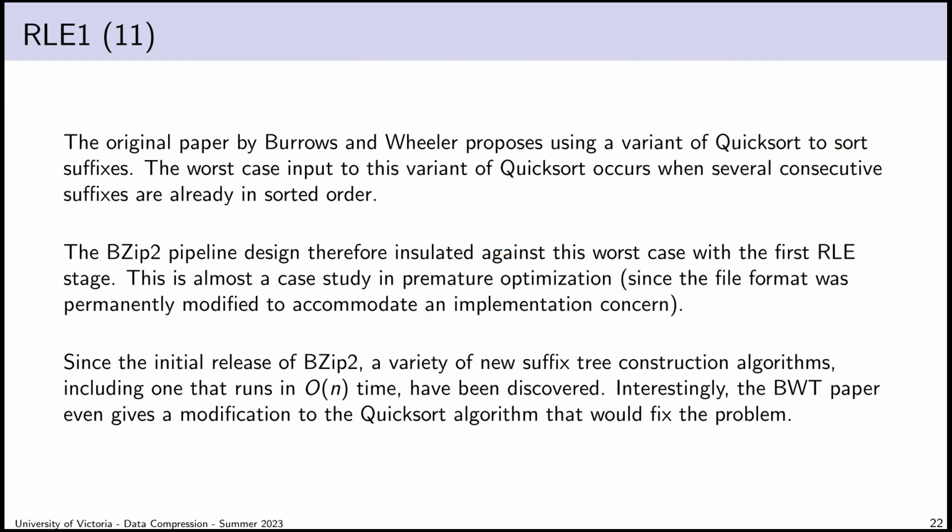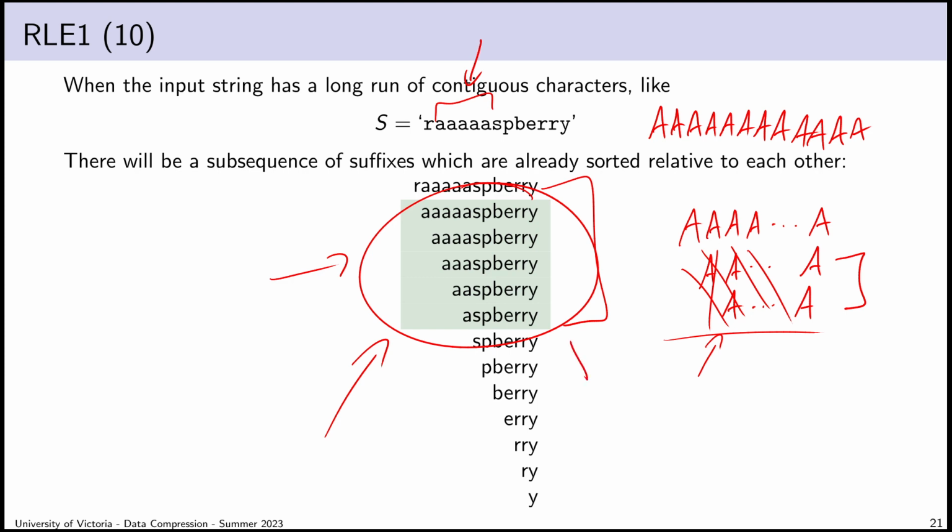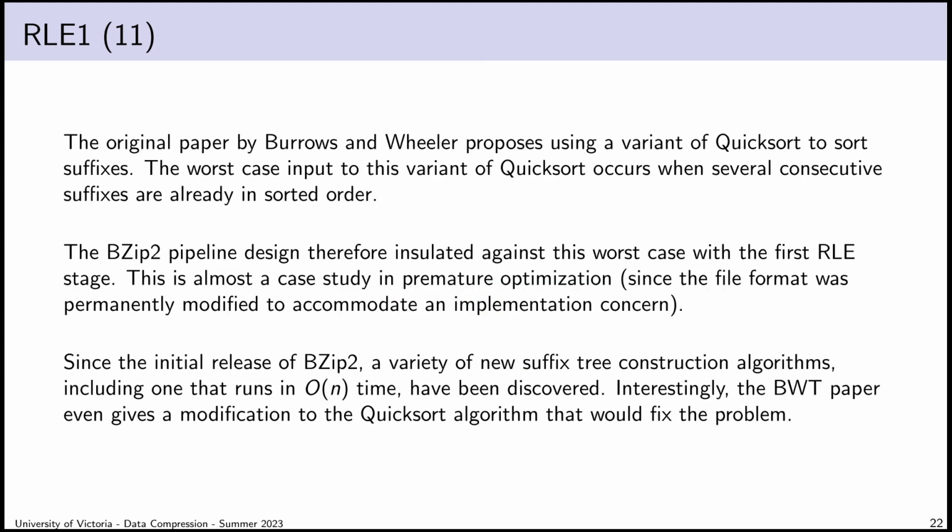But anyway, RLE1 was introduced to break up those runs of consecutive characters, resulting in shorter blocks of suffixes that are already in sorted order, and preventing quicksort from having a real meltdown, from degenerating into n-squared behavior. So there are a couple of things. The reason I have a problem with this is, why not just not use quicksort? If you use merge sort, you wouldn't have to worry about the temperamental behavior of quicksort.